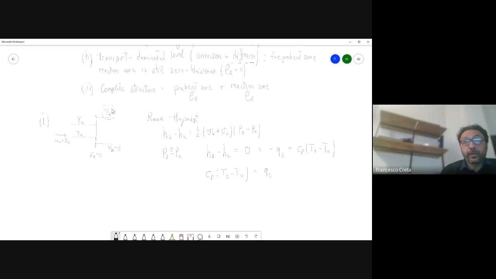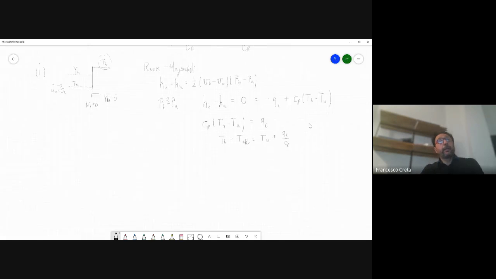There's another way in which you can write this. TB, the burnt temperature, the adiabatic temperature, or flame temperature, so we can call it T adiabatic, is equal to the unburnt temperature plus the heat of reaction divided by Cp, which is rather simpler than what you have in detonations.